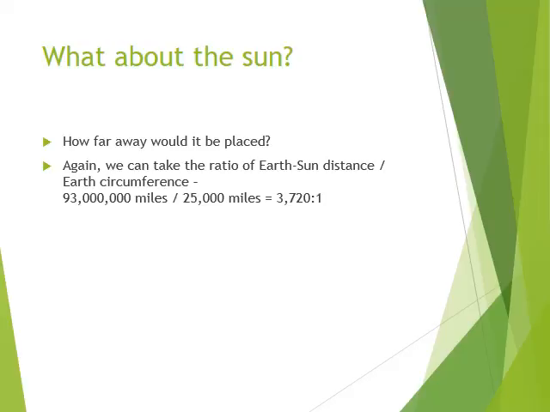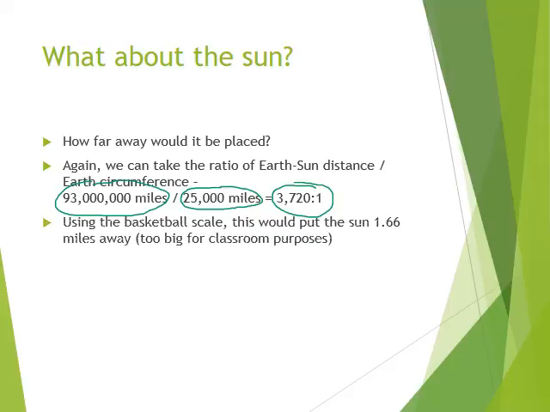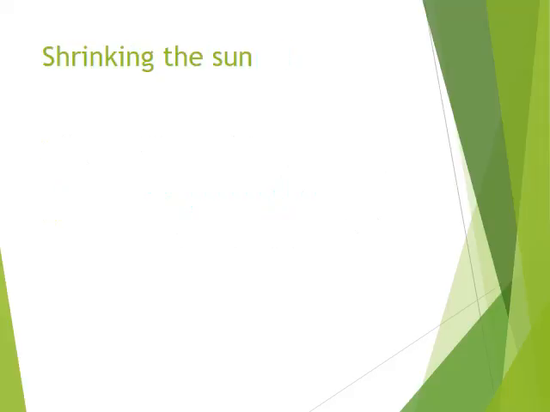We play the same game. We take the Earth-Sun distance, and we divide by the circumference of the Earth, and you wind up with this ratio, which means we need to wrap our Earth basketball 3,720 times with a piece of string, and then unravel it, and that's how far away we would have to start walking to place our sun. And that winds up being about 1.5 miles. Well, we can't do that. That's too big for classrooms.